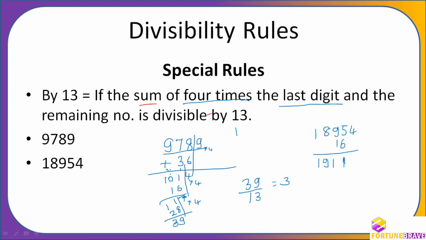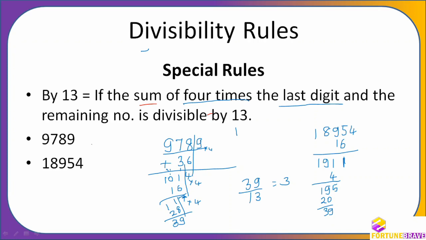So 1 for the 4, so 4, I'll add 195. So 5 fours are 20, I'll add 20 here. Again, what I'll get is 39. Again, 39 is divisible by 13. So this number is also divisible by 13.